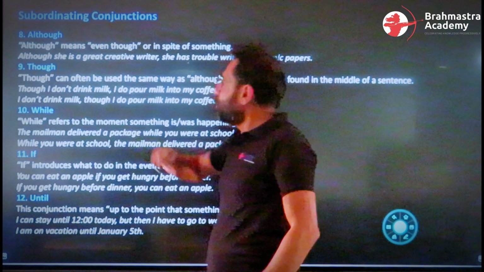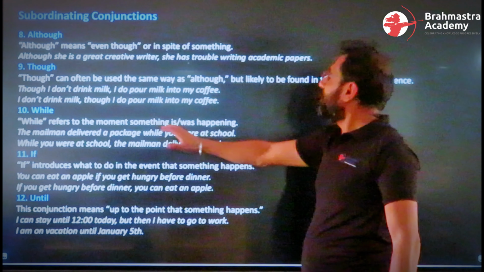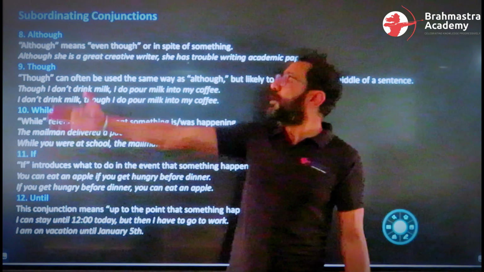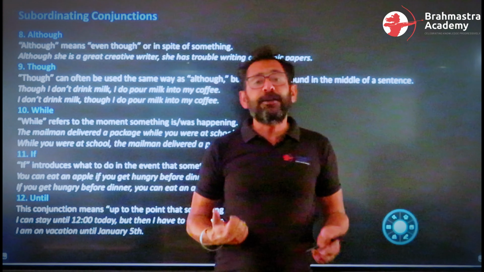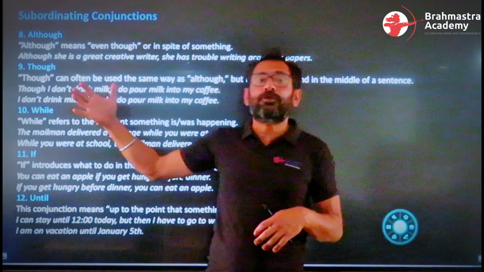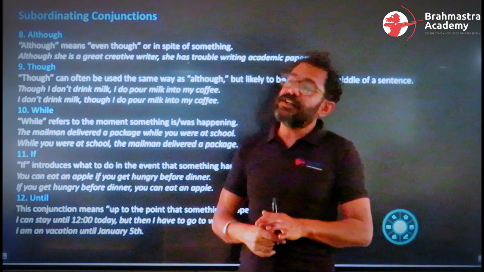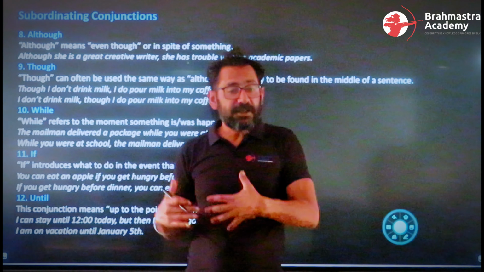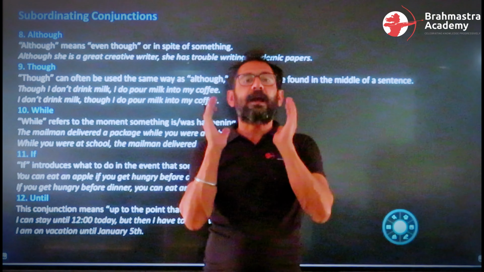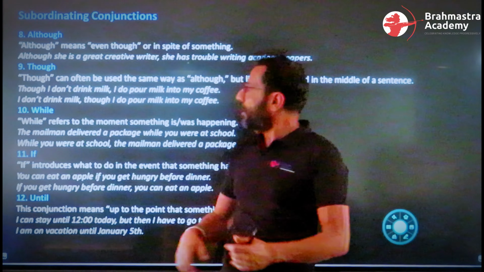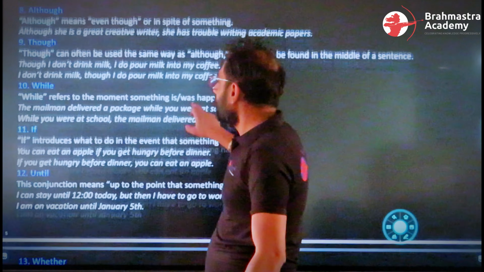The next one is while. While refers to the moment something was happening. So, while I was teaching, a bird flew past me. What I'm trying to say is this conjunction is used to show something happening in parallel to what I was doing at the same time. Basically, while I'm teaching, the sun is shining. Two things are happening simultaneously in a parallel situation. So, we use the word while.